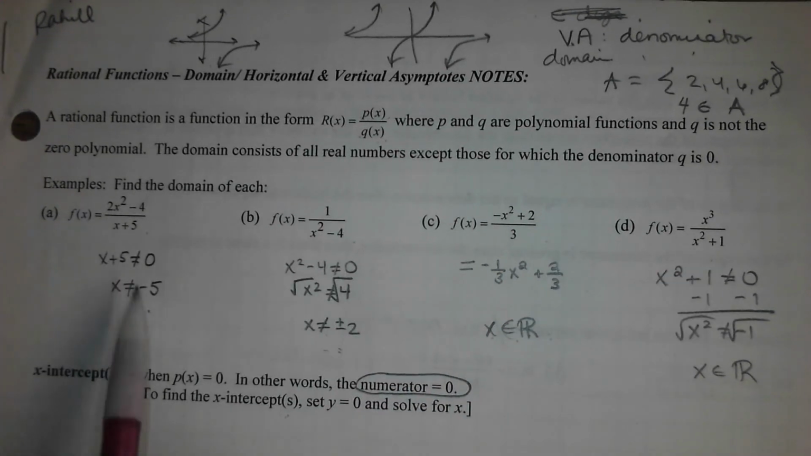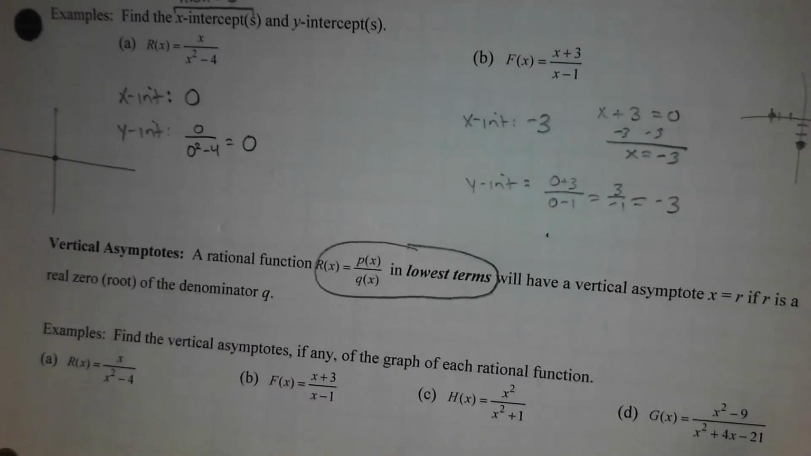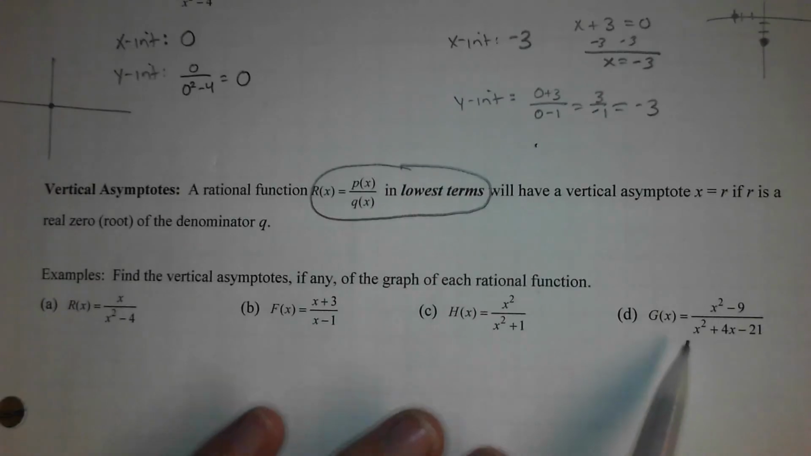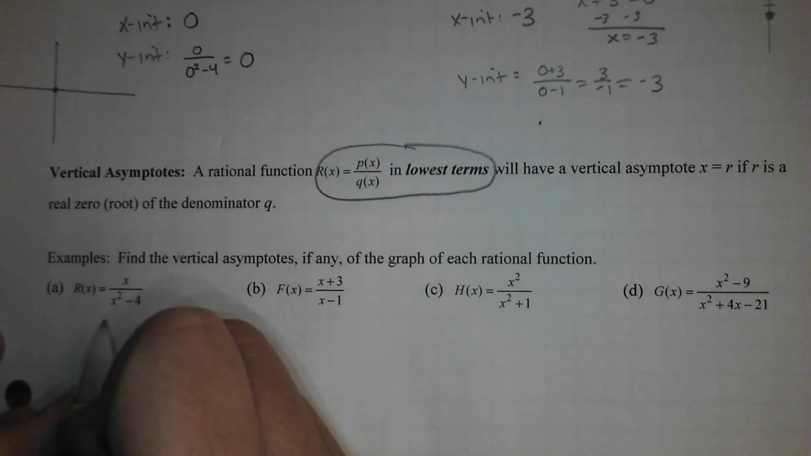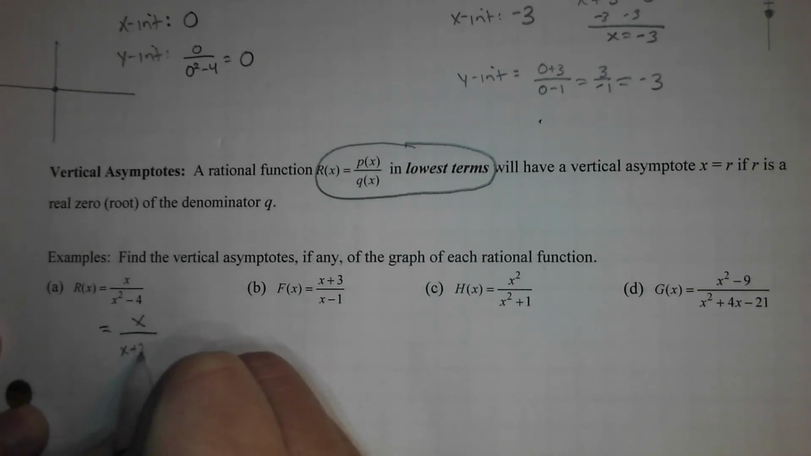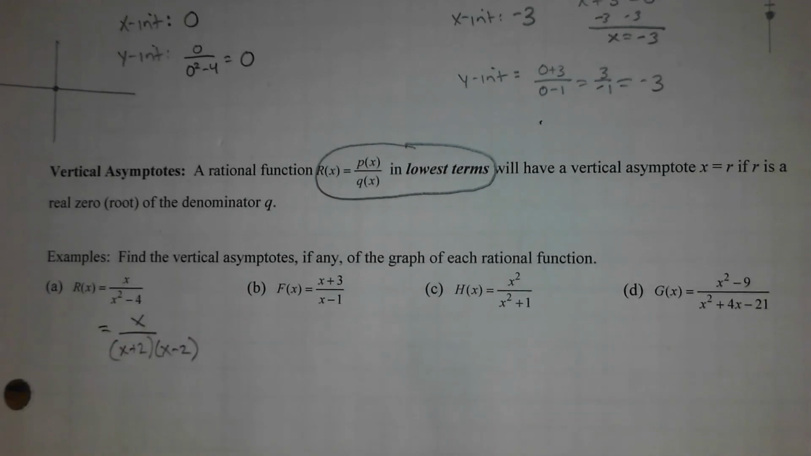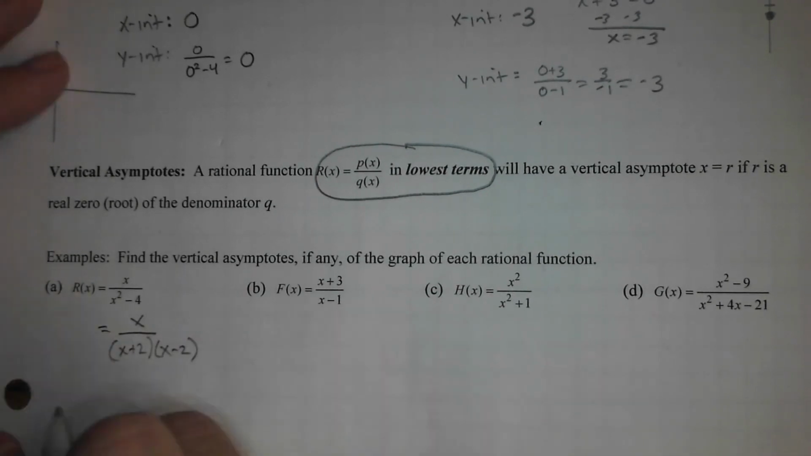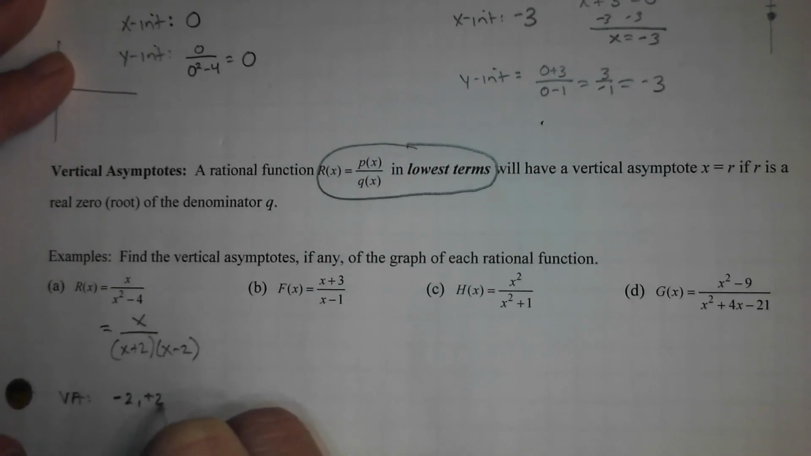So we were able to say, okay, our asymptote is at -5. Our asymptotes are at plus or minus 2. Some of these down below, D mainly, are not yet in simplest form. So we'll get there. But when you factor out and try to get these in simplest form, nothing really cancels on this first one. So your vertical asymptotes are still at -2 and +2.